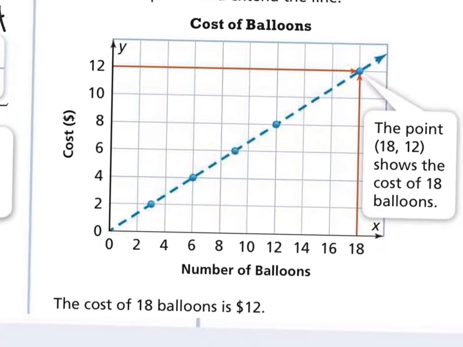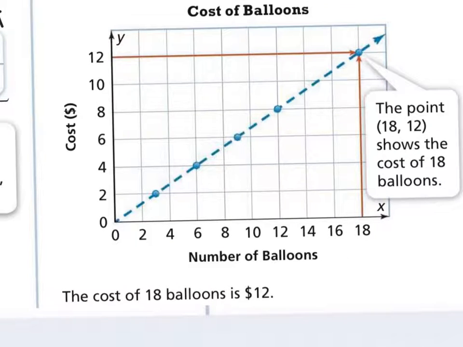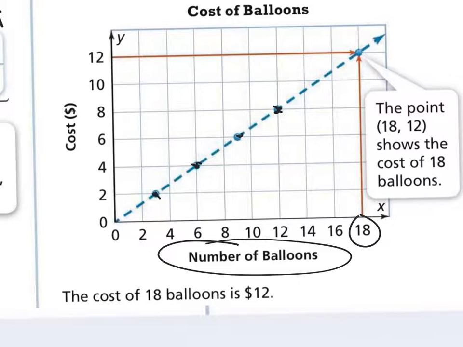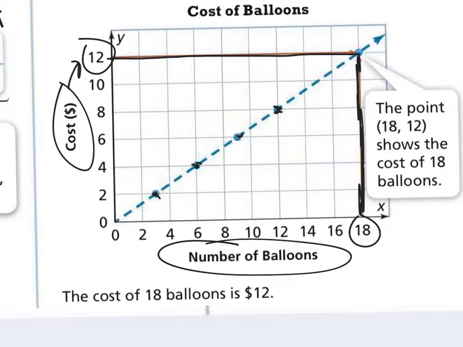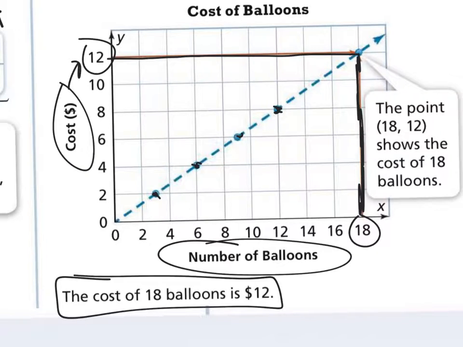And you can see how they've graphed those points here. Okay, these are the points then. And then what they've done is they've drawn a line, they've extended the line, and then they're trying to look at the line to figure out for 18 balloons what it's going to cost. So here's our balloons. So if you just go to 18, go up to your line, and then go straight over from that, you can see that that would be $12.